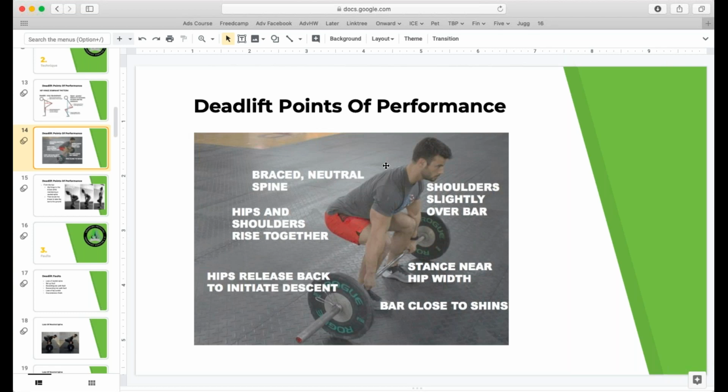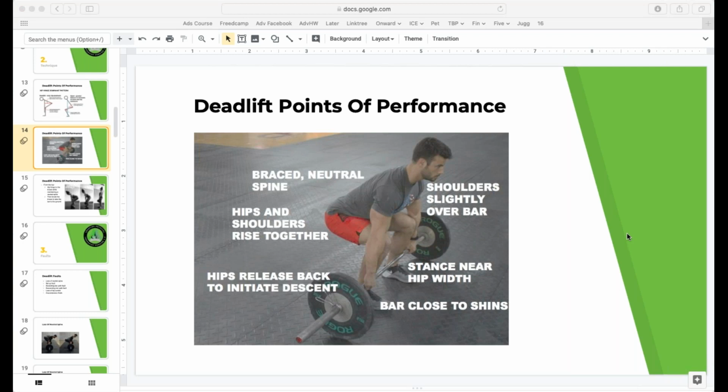And then once he gets past that point, his hips will open up a little bit and push forward, and his torso angle will change a little bit. And then he'll stand all the way upright. And then as he initiates the descent, Mitch would send his hips back and do a hip hinge movement to start to initiate the deadlift.